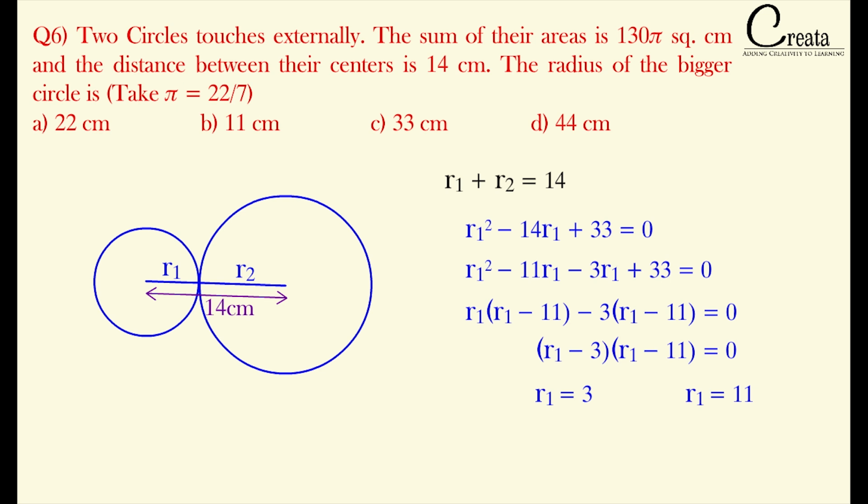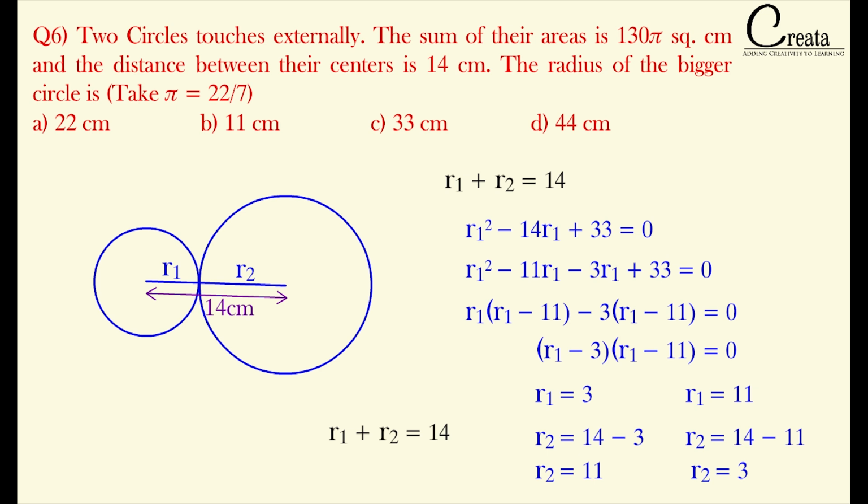We got the value of R1. Let's put the value of R1 in our equation, that is R1 plus R2 is equal to 14, and let's find the value of R2. On putting the value, we got the value of R2 as 11, and R1 as 3. So we got the radius of these two circles as 3 cm and 11 cm.